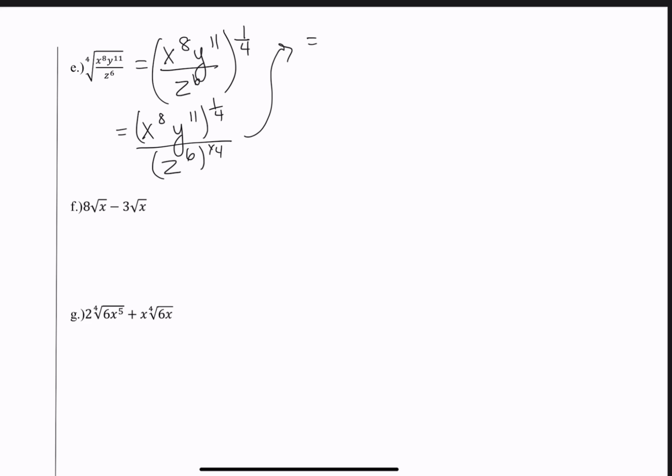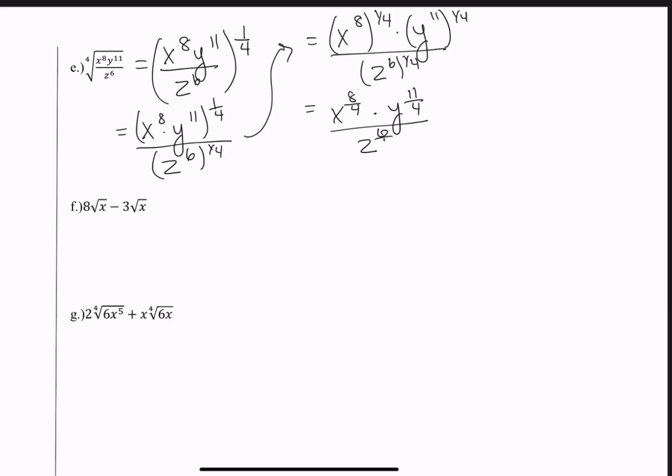Next, I'm going to use the power of a product to give that 1/4 to each factor in the numerator. So it's going to go to both x to the 8th and y to the 11th. X to the 8th is now raised to the 1/4 power. Y to the 11th is now raised to the 1/4 power. Z to the 6th is also going to be raised to the 1/4 power. Now from here, I'm going to take the powers and raise them to another power, which means I'm going to multiply powers. So I'll have x to the 8/4 times y to the 11/4 over z to the 6/4.